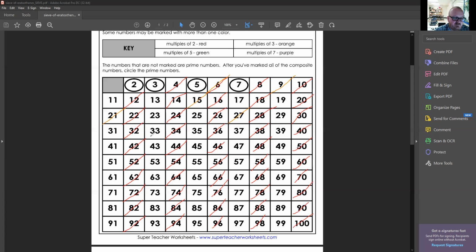That's already crossed off. Then 11 is 33. 36 is already crossed off. So the pattern, as you're seeing, is as I'm counting by 3s, every other number has not been crossed off yet, so I need to cross it off.